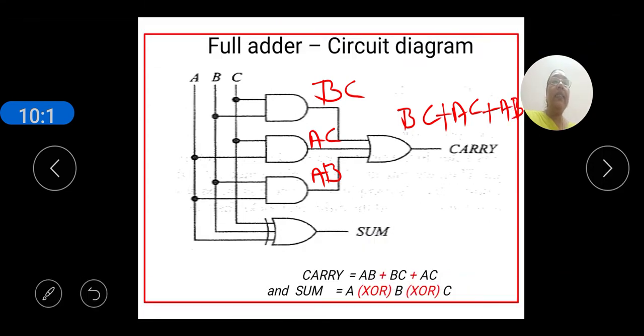So carry is obtained by using 3 AND gates and 1 OR gate. Then A, B, C is given to the exclusive OR gate to get the sum. So carry is equal to AB plus BC plus AC, and sum is equal to A exclusive OR B exclusive OR C. We have obtained the circuit for full adder. So we have designed half adder and full adder. So you can add 2 bits or 3 bits.